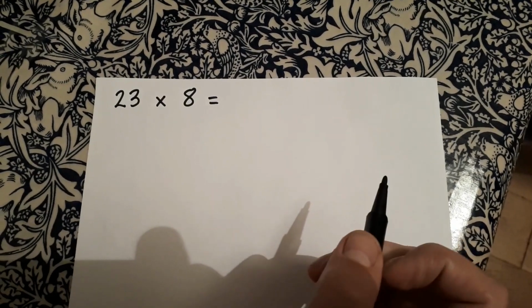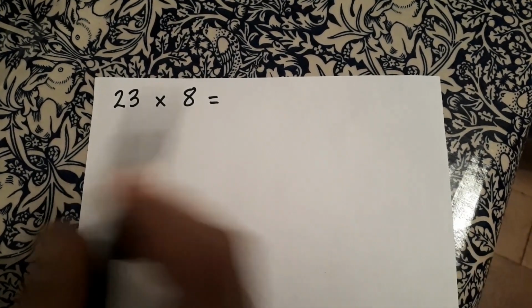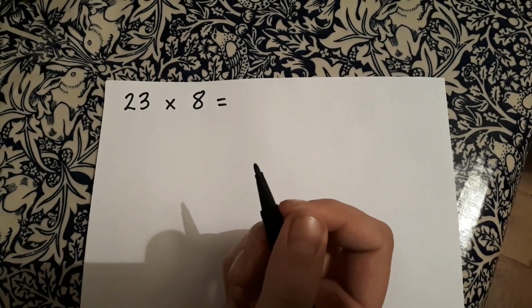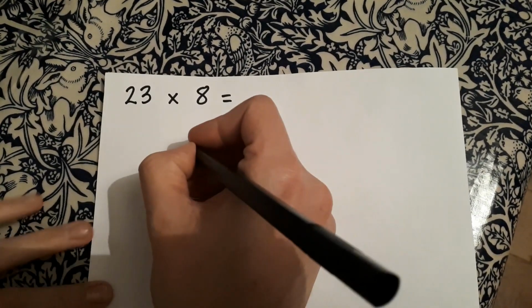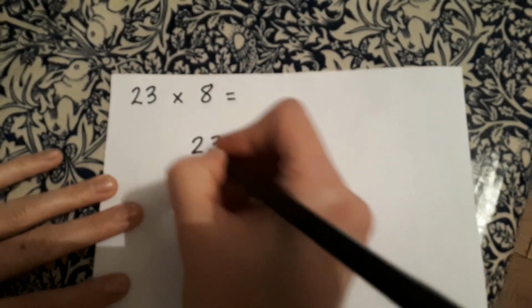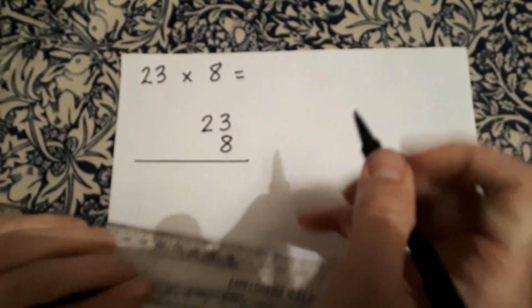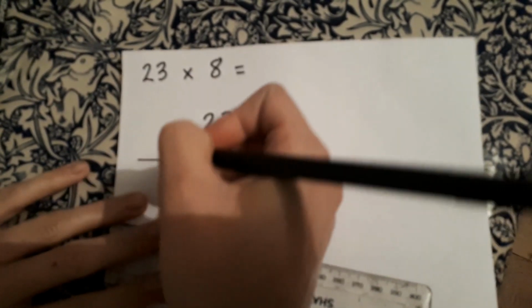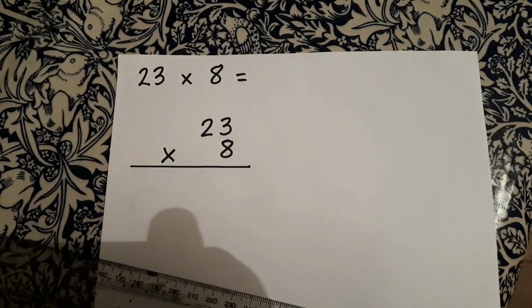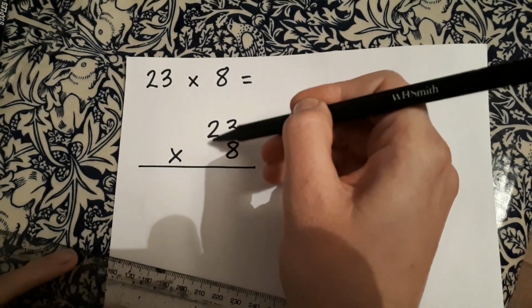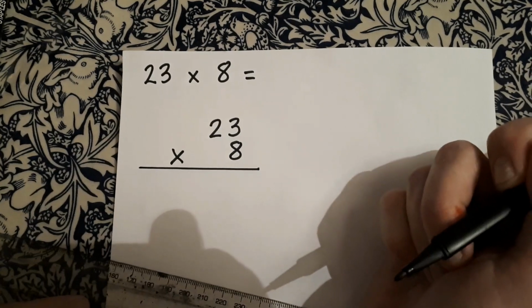Okay, so the first thing we need to do is very simple, read our calculation. So we've got 23 times 8. Now we're going to draw our table. I'm going to write my numbers like this. Do a line underneath and put my times sign so I remember what operation I'm using. Now see how I've put my ones in this column and I've started my tens here.